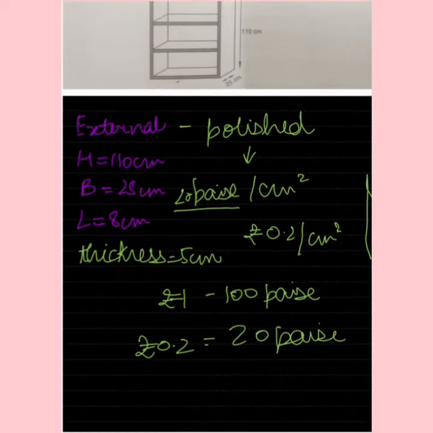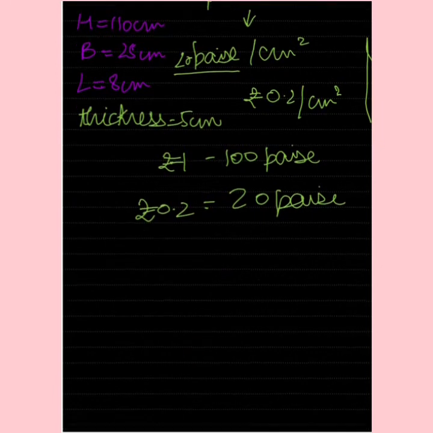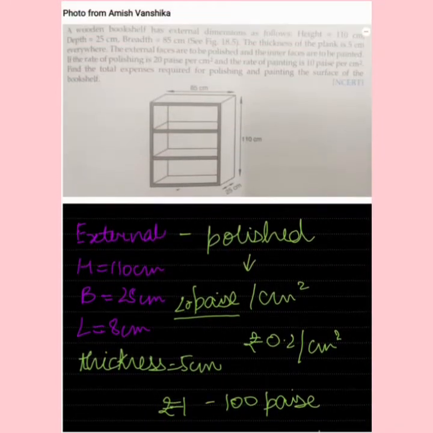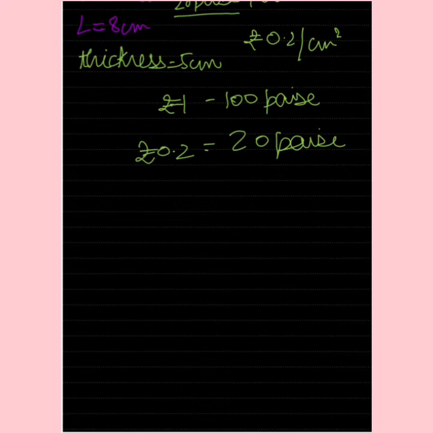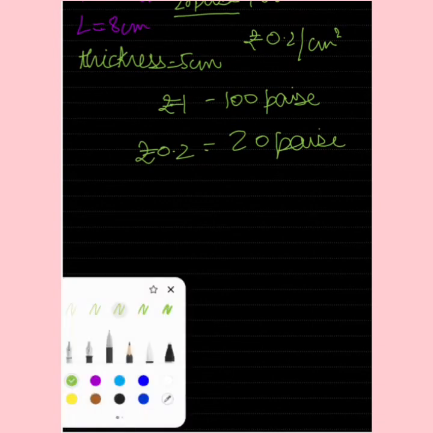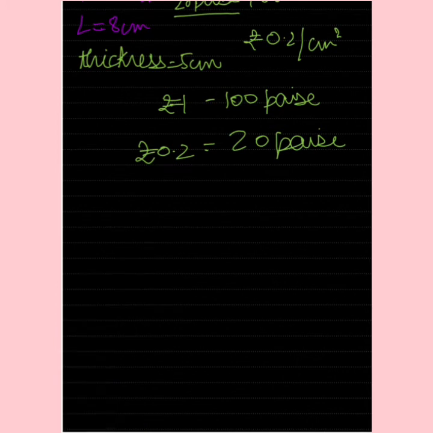Now what we have to find in this question is the total expenses required for polishing. So let's look at polishing only first of all. Now if we have to find the cost for polishing, first we need to find the area that is to be polished. Okay, now external faces are to be polished.